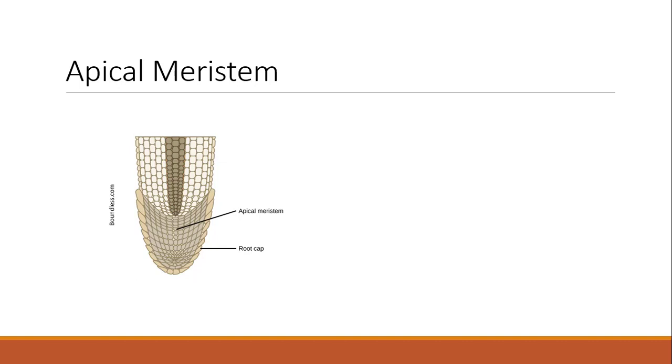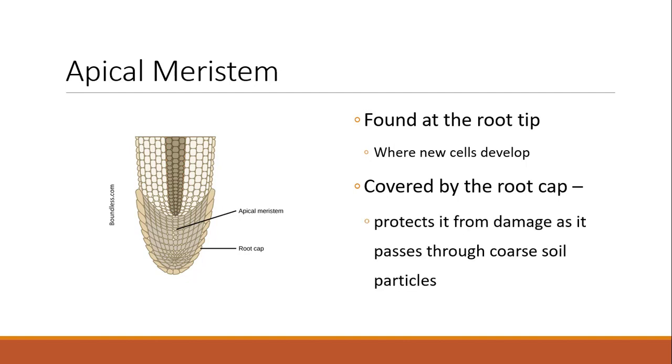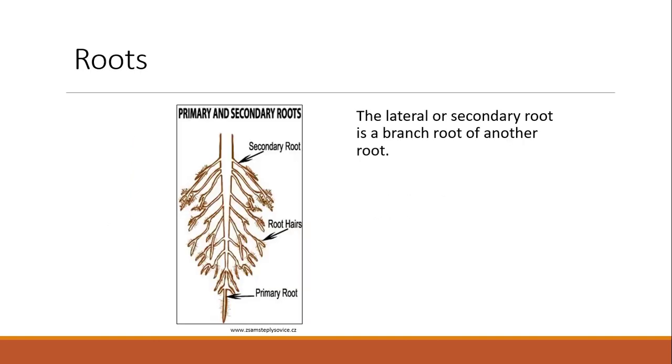Okay, here's your apical meristem. It's found at the root tip. This is where the new cells develop. It's covered by a root cap, and what that does is it protects it from damage as it passes through the soil. Okay, the lateral or secondary root is a branch root of another root. You can see that here. The primary root is growing down. The secondary root is shooting off of another root.